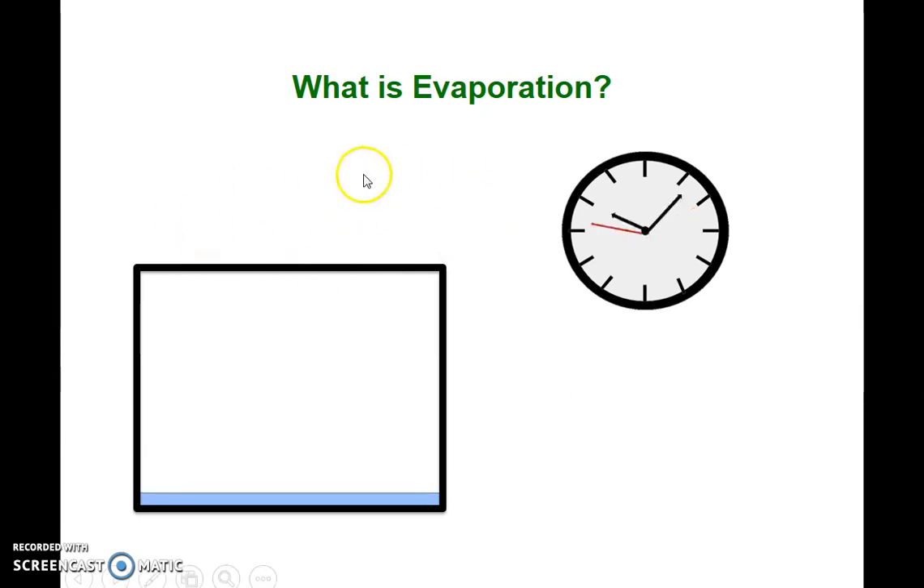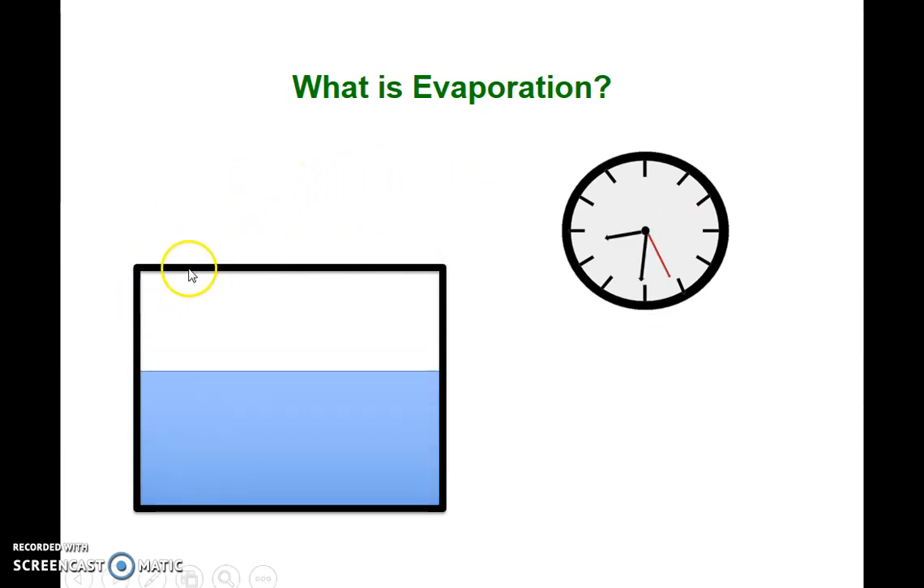Okay, so what's evaporation? Basically, if you have a fish tank of water and you leave it there long enough, as time goes by, you'll notice that the water level starts to fall, right? That's basically evaporation. In other words, it's just the converting of water from liquid into a gas state.